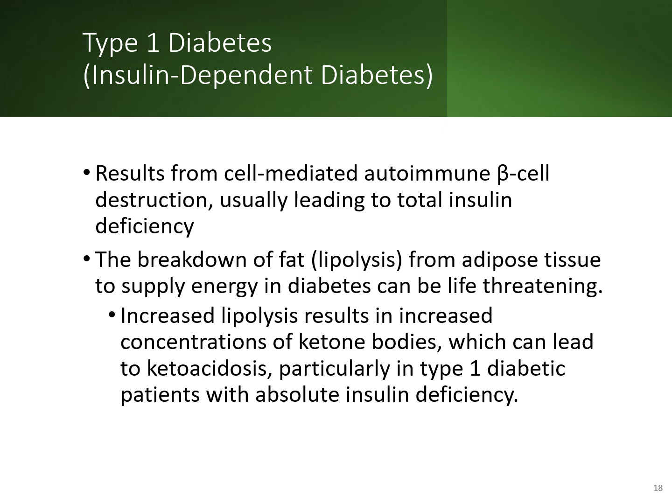Type 1 diabetes, also known as insulin-dependent diabetes, results from a cell-mediated autoimmune beta-cell destruction, and this usually leads to a total insulin deficiency. If the body ends up having to use the fat, which is lipolysis, to supply energy, then this can be life-threatening to the patient because this produces ketones, and it can cause ketoacidosis in patients, particularly the type 1 diabetics.